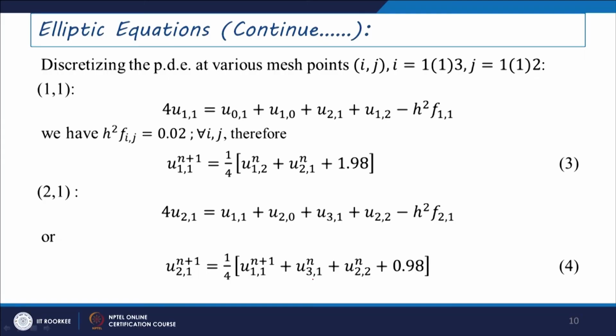And discretizing this partial differential equation at various mass points (i, j), where i varies from 1 to 3 and j varies from 1 to 2, we can find the discretized value as the first one. If you see here, we will have u(i-1, j) + u(i, j-1) - 4u(i, j) + u(i+1, j) + u(i, j+1) = h² f(i, j).